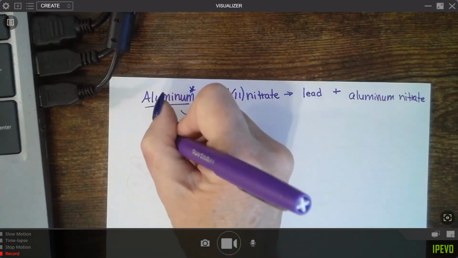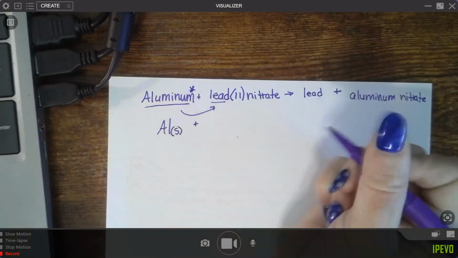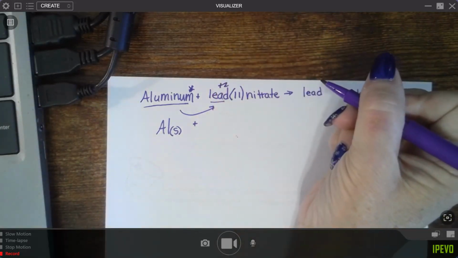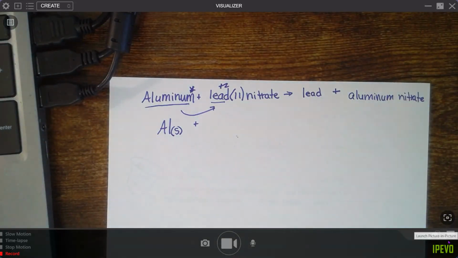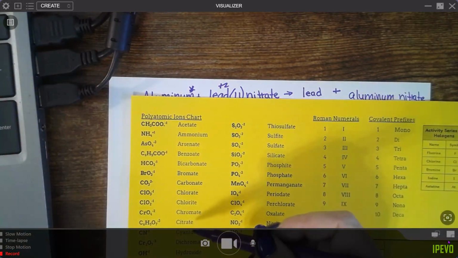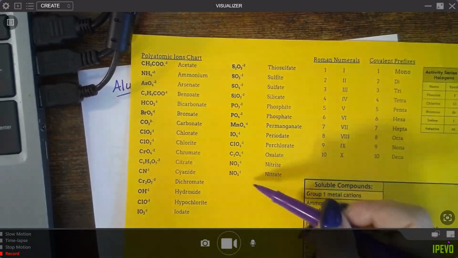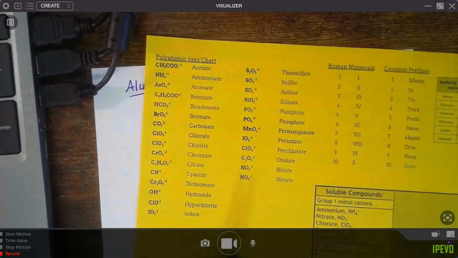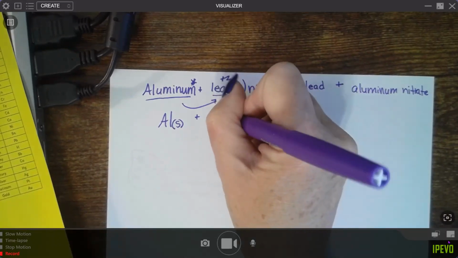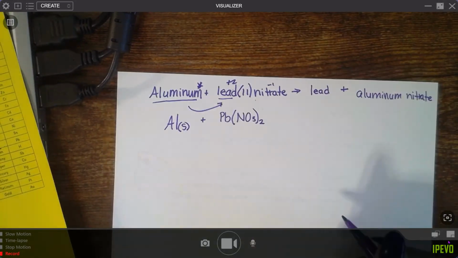Okay, so aluminum is Al, it's a metal, so it's a solid, plus lead 2 nitrate. So lead, the Roman numeral 2 tells us it's got a plus 2 charge. Nitrate, if we look at the back of our periodic table, we find, where's nitrate? Here we go. Nitrate is NO3 minus 1. So nitrate is minus 1. So we end up with PbNO3 2, because we crisscross charges.